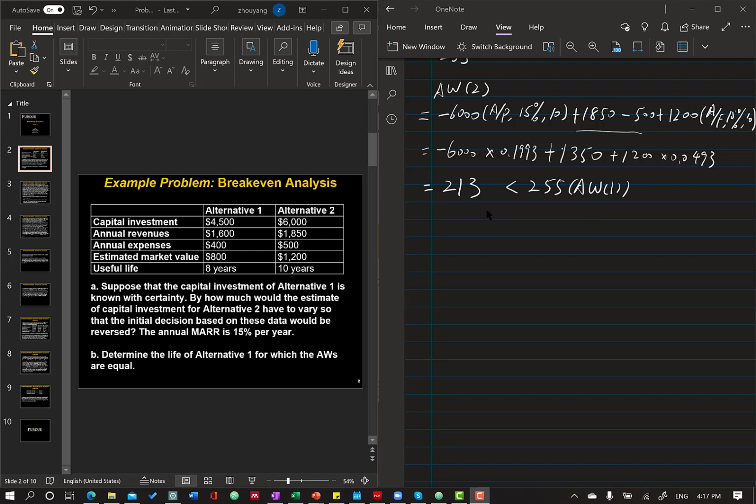Now we know alternative 2 is inferior, and now we want to find the capital investment such that the annual worth of alternative 2 will equal that of alternative 1. And so what is the I for alternative 2?